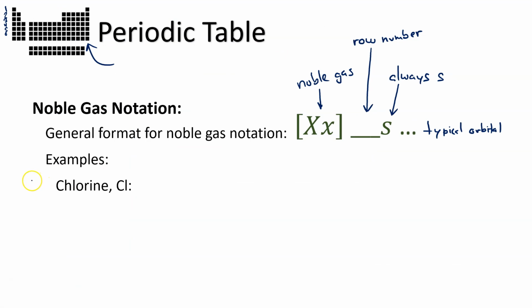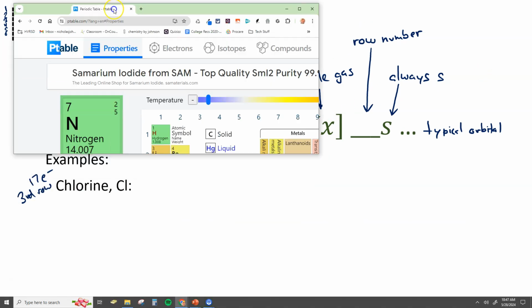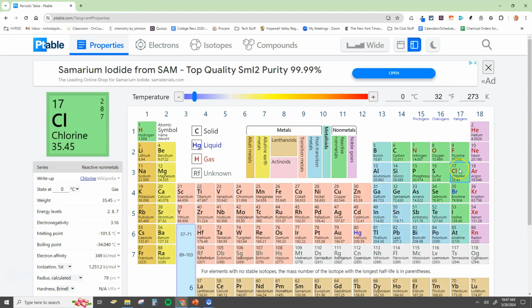I'm going to make a note of how many electrons we have to put in, 17, and also that chlorine is in period 3, or the third row of the periodic table. The first thing I've got to do is decide which noble gas to use for my noble gas notation. I'm going to bring back my periodic table now so we can talk about how to make that decision.